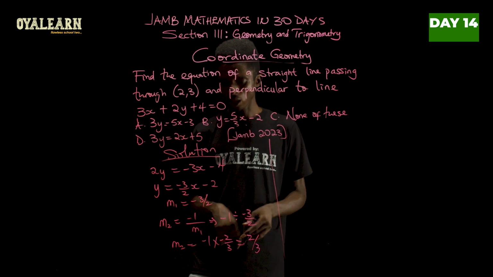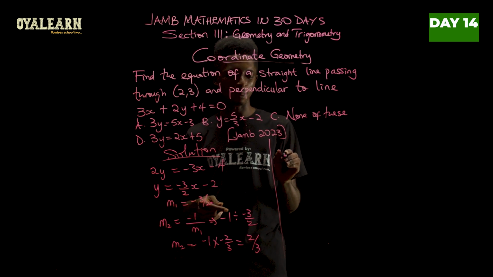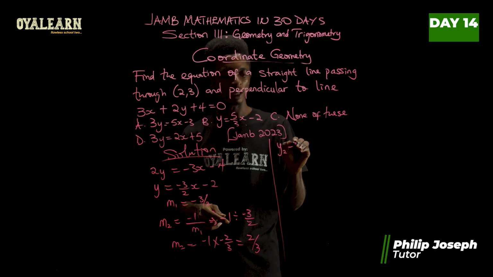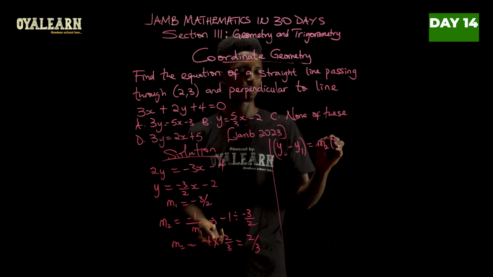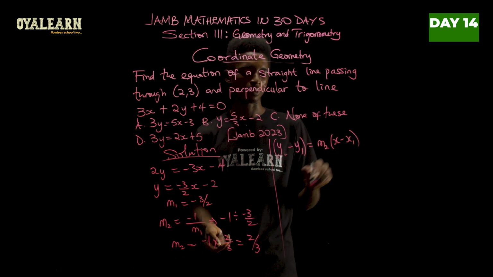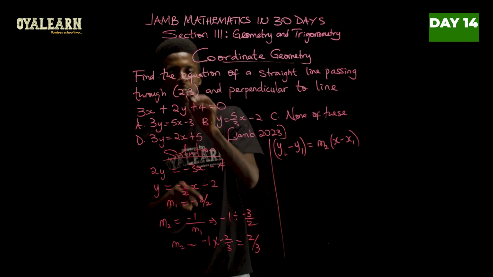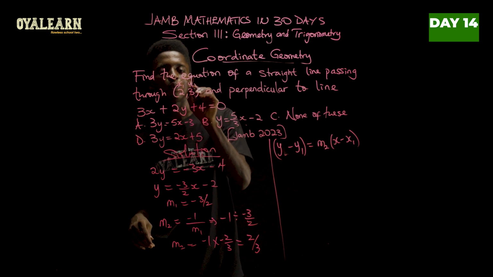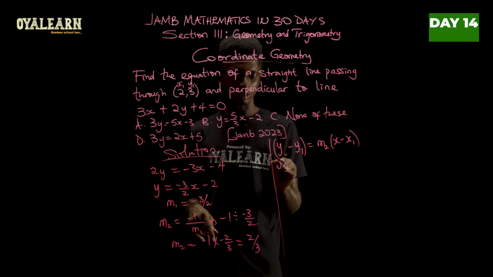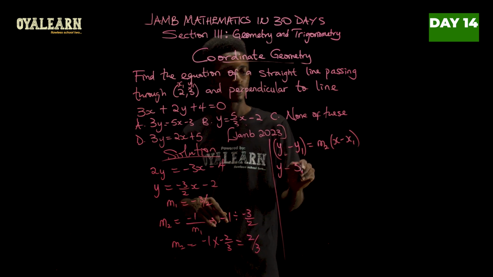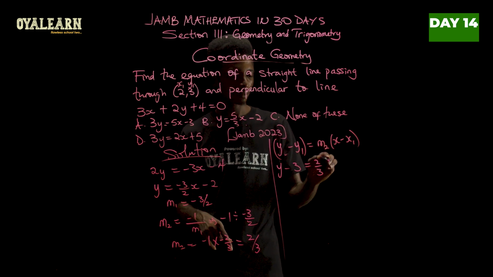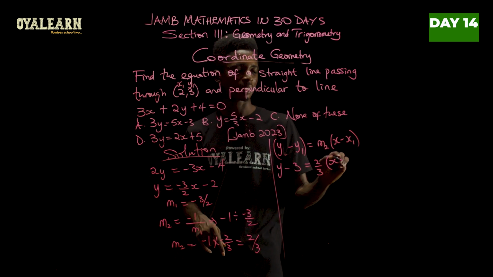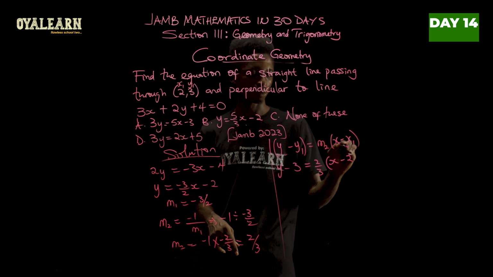So now that we have the slope, what we have to apply is y2 minus y1, or let's just say y minus y1 equals the slope into x minus x1. Now, using this as x1 and y1. So we then go on to say y minus y1, which is 3, equals m2, which is 2 over 3, into x minus x1, which is 2.